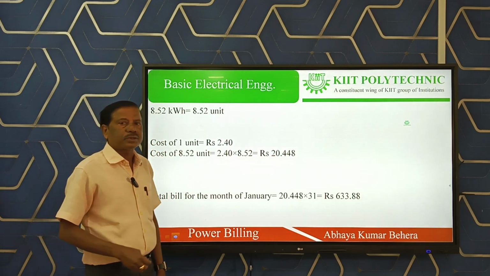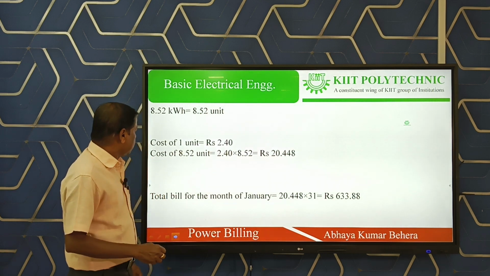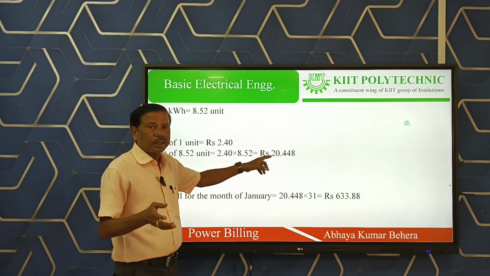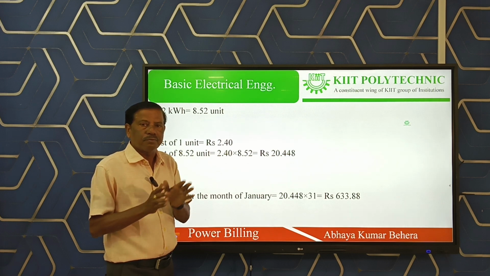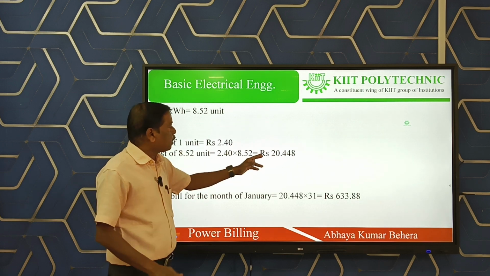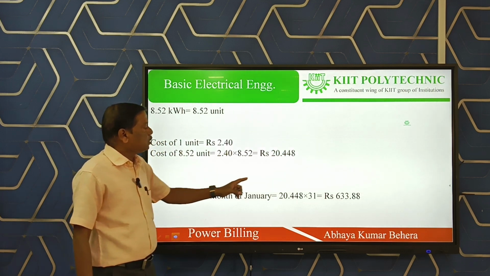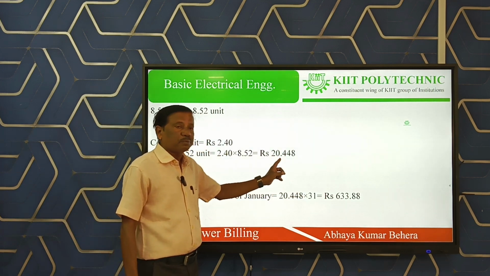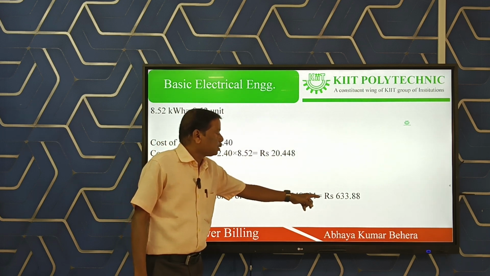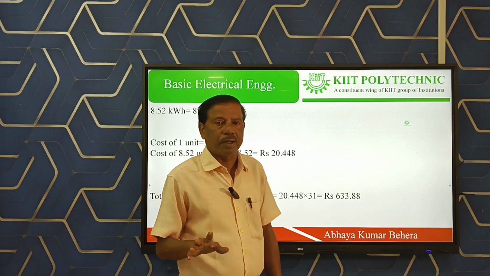Now as it is given in the question, you have to give the bill for the month of January. So for the total bill for the month of January, I have got the per day figure. First I calculated per day how much energy is consumed by all the loads, into per unit how much I have to pay. That is my 20 rupees 44 paisa. Then for the month of January, January is 31 days. Per day is 20.448 into 31. This is my 633 rupees 88 paisa per month.